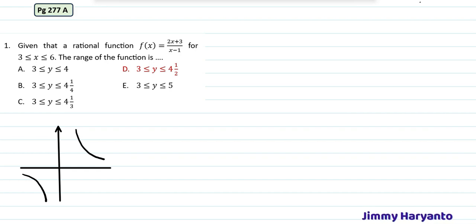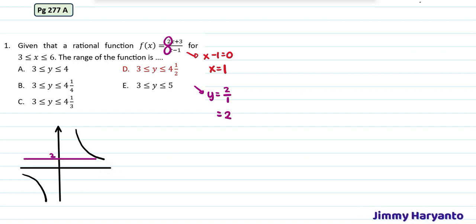and the vertical asymptote will be at x equals 1 because x minus 1 equals 0. This is how you find the vertical asymptotes. And then the horizontal asymptote will be y equals the coefficient of the x, that means 2 over 1 equals 2. That means this one is 2 and this one is 1. Okay, but the question wants you to find the range of the function starting from x equals 3 until x equals 6. That means x equals 3 is right here, and then x equals 6 is right there.